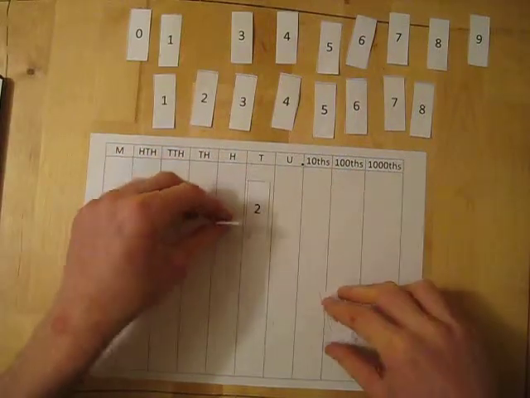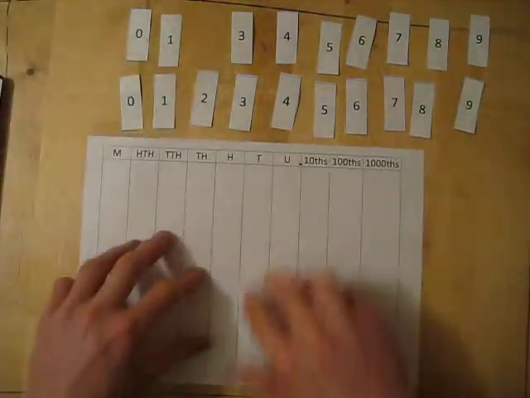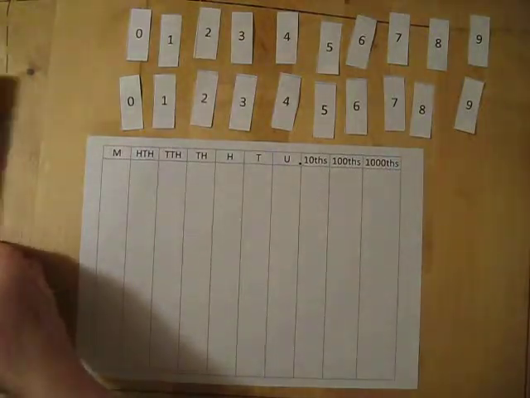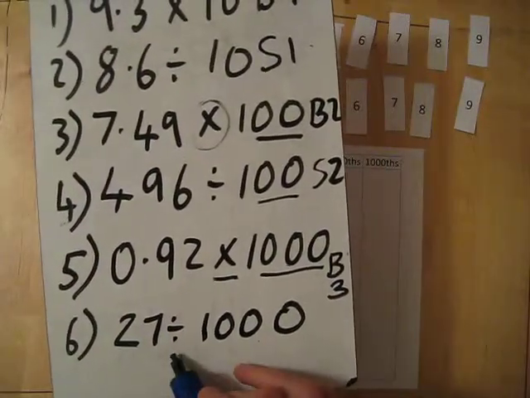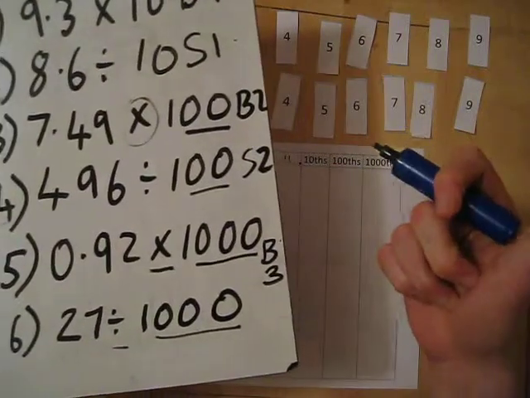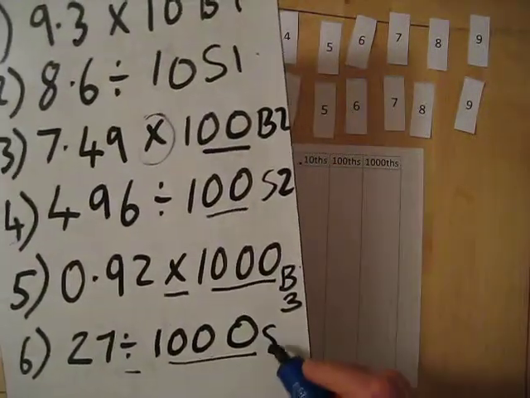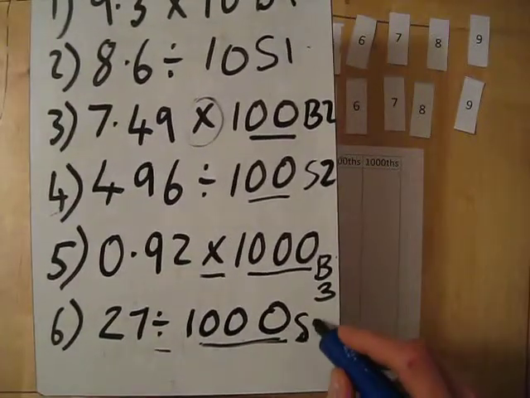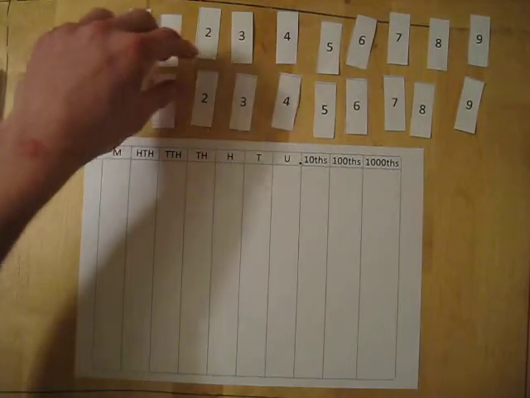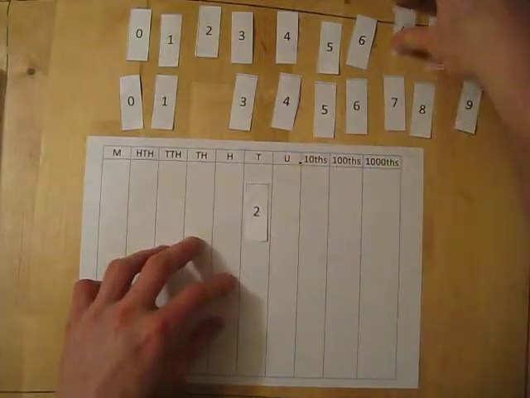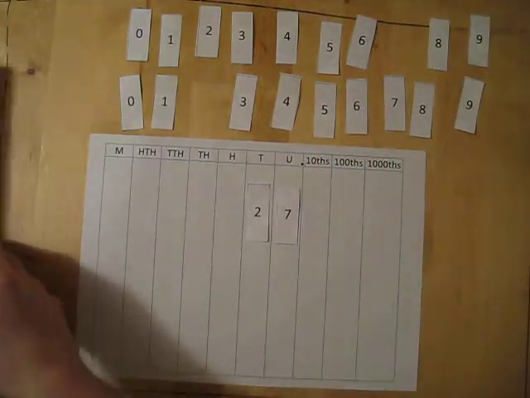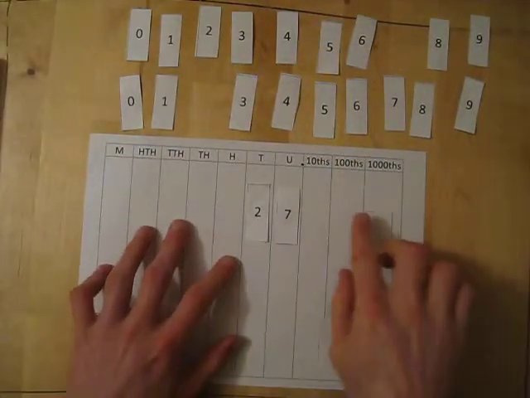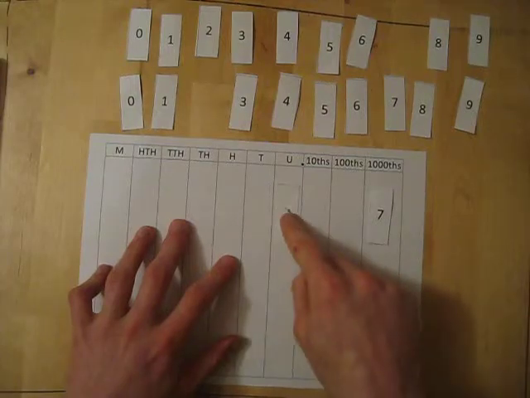Last one, so I'll put my 9, 0, 2. My last one is 27 divided by 1,000. So bigger or smaller? We know this one gets smaller because when we divide it gets smaller. But how many places? We've got 3 zeros in 1,000, so it gets smaller by 3 places. So 27, put it on the grid. And like I said, it's divide by 1,000, so smaller by 3 places. So everything was shuffled down 3 places.